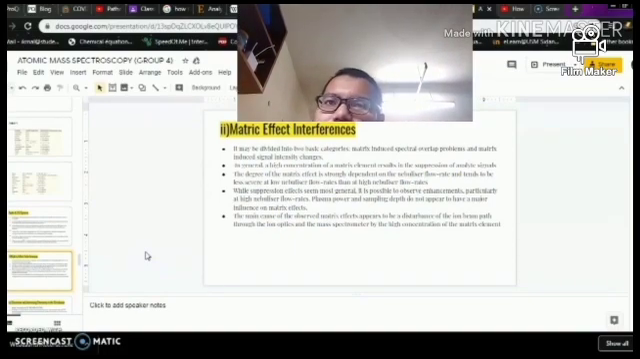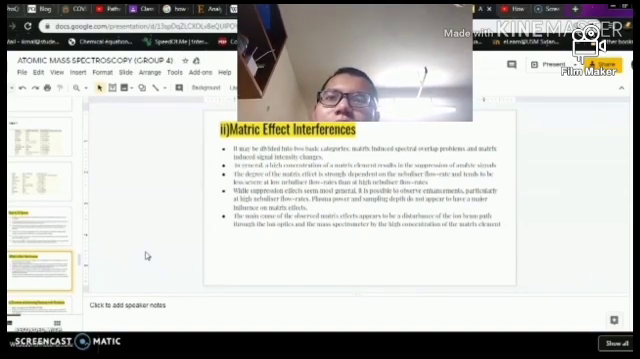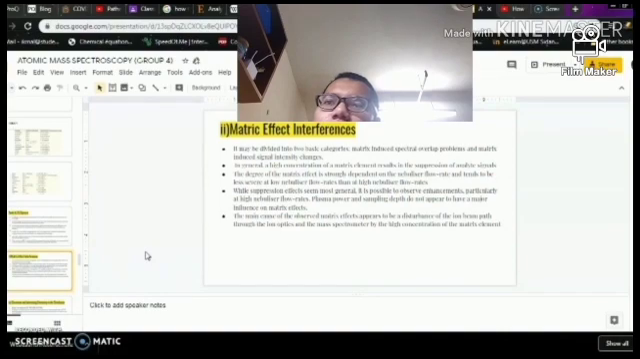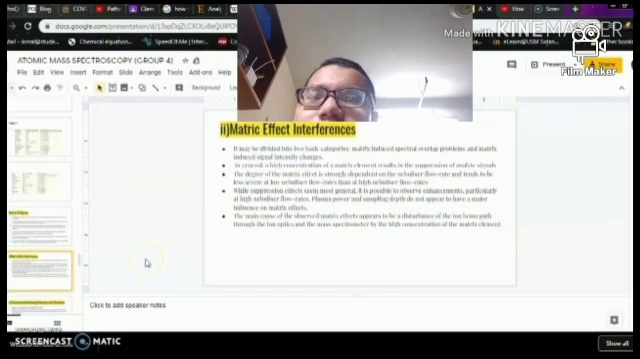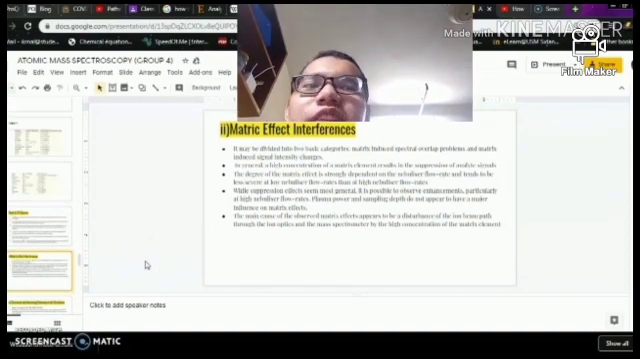Maksudnya degree, while suppression effect can seem most general, ianya boleh berlaku. Kita akan nampak enhancement, particularly at high nebulizer flow rates. Plasma flow power and sampling depth do not appear to have a major influence on matrix effect. The main cause of the observed matrix effects appears to be disturbance of ion beam path through the ion optics and the mass spectrometer by the high concentration of matrix element.